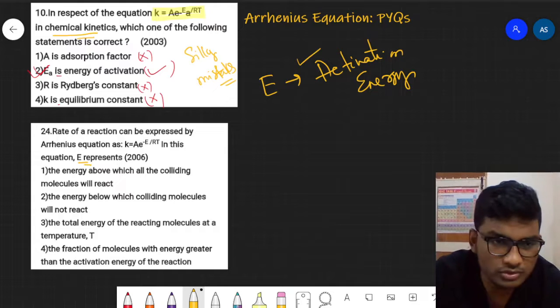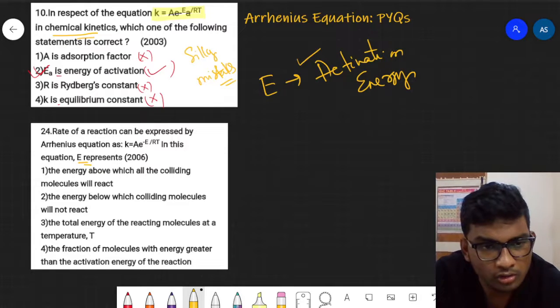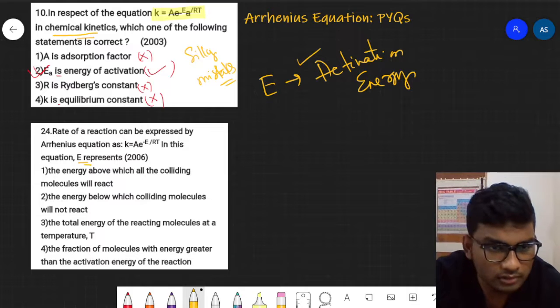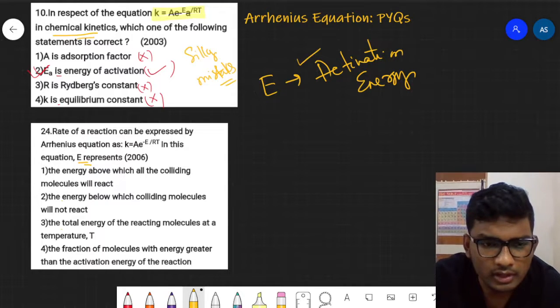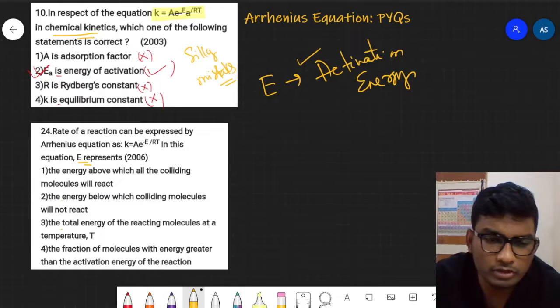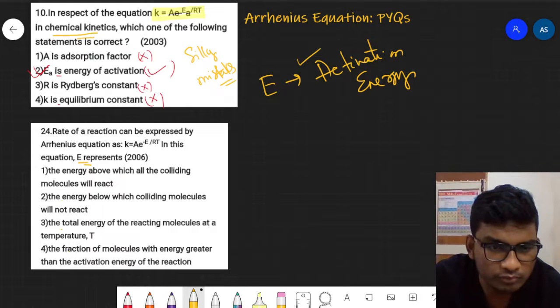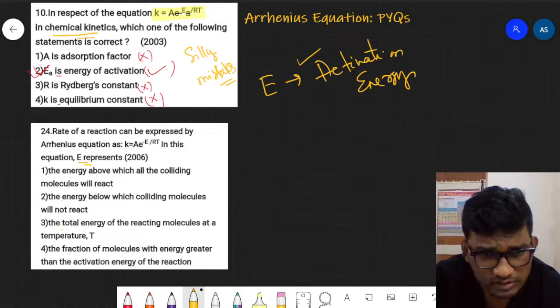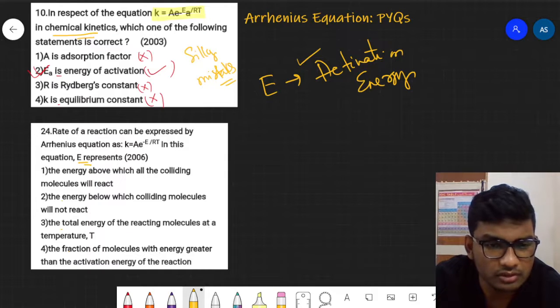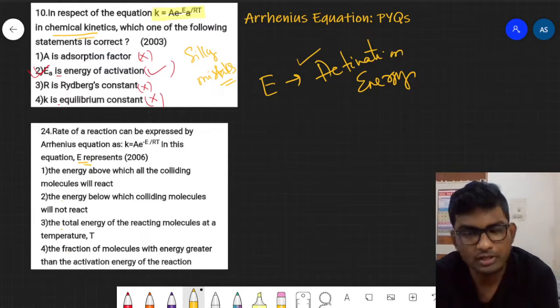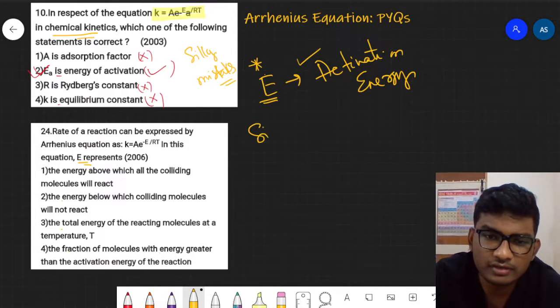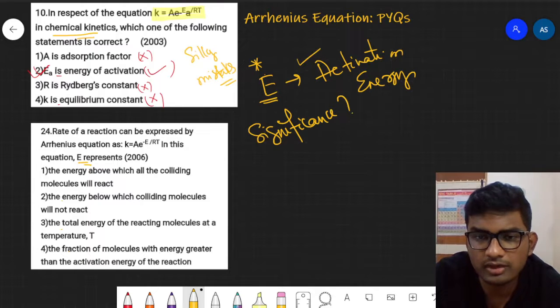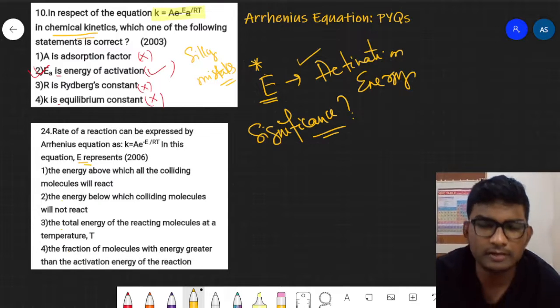It has given options like: the energy above which all the colliding molecules will react, the energy below which colliding molecules will not react, the total energy of the reacting molecules at a temperature T, the fraction of molecules with energy greater than activation energy of the reaction. So it is based on the significance of activation energy. This question is based on that.